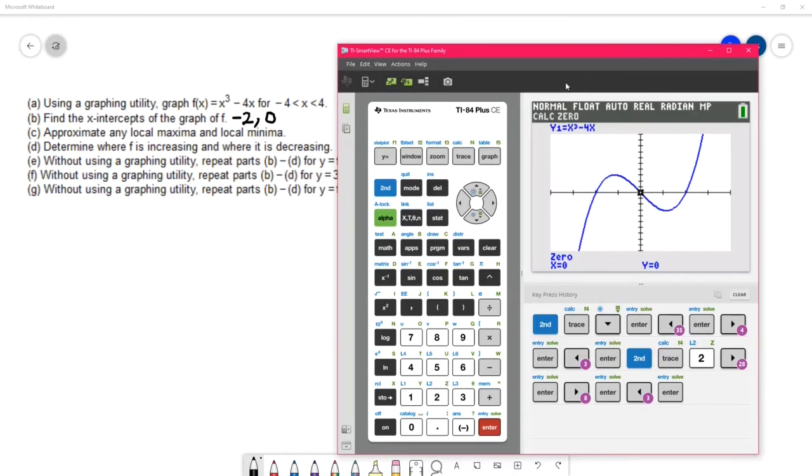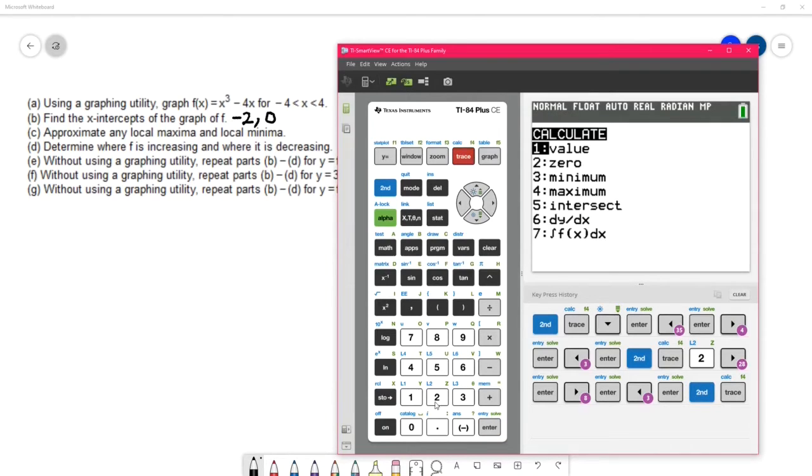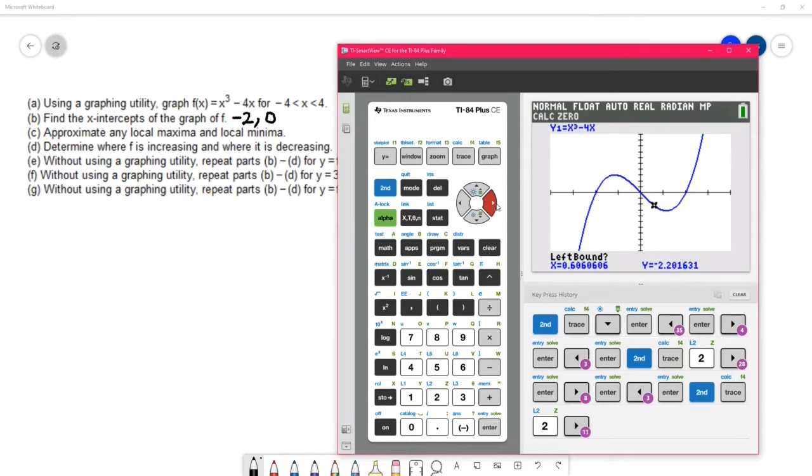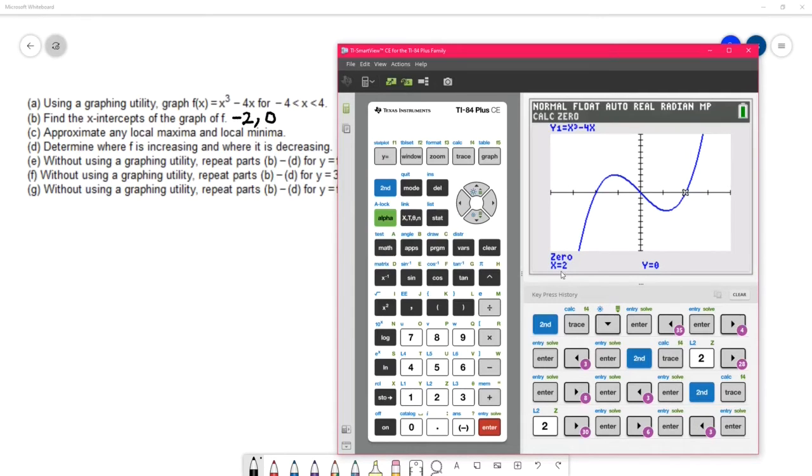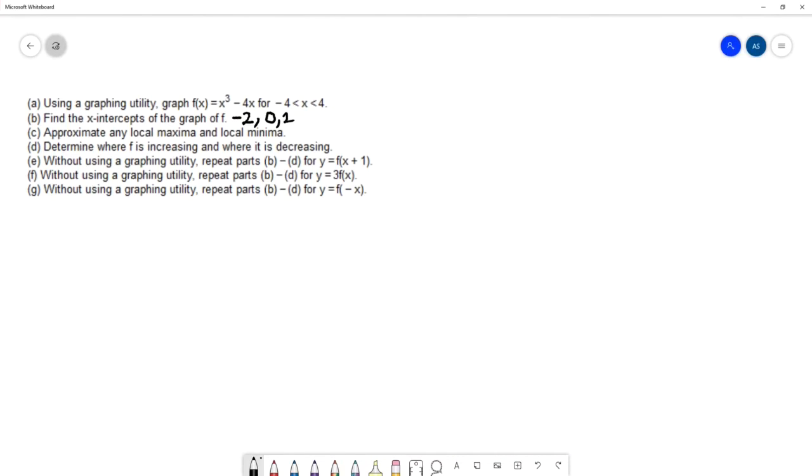So let's do it again for our last x-intercept. We are going to go into that calc menu again, select number 2 for zero, and we want to make sure we hit enter to the left of it, to the right of it, and then guess. Your calculator uses an approximation technique, so it needs you to give boundaries on where that intercept is so that it can narrow down where that x-intercept actually is. So we've got an x-intercept of 2. So we found our 3 x-intercepts, and then we want to approximate any local minimum or maximum.